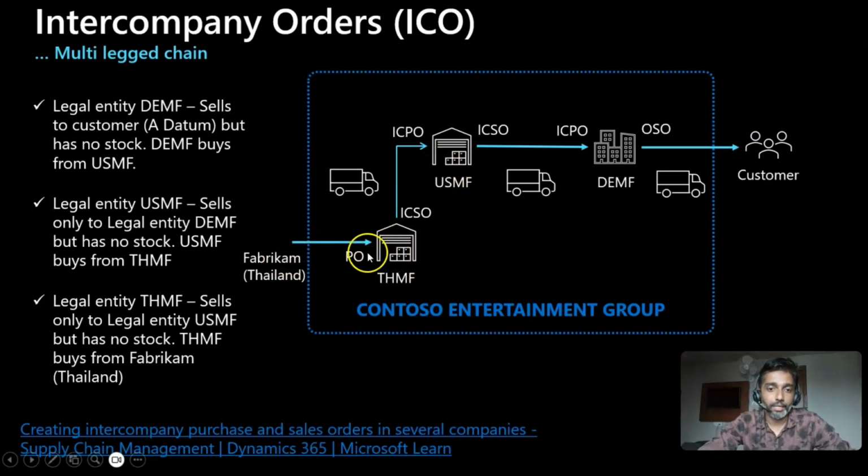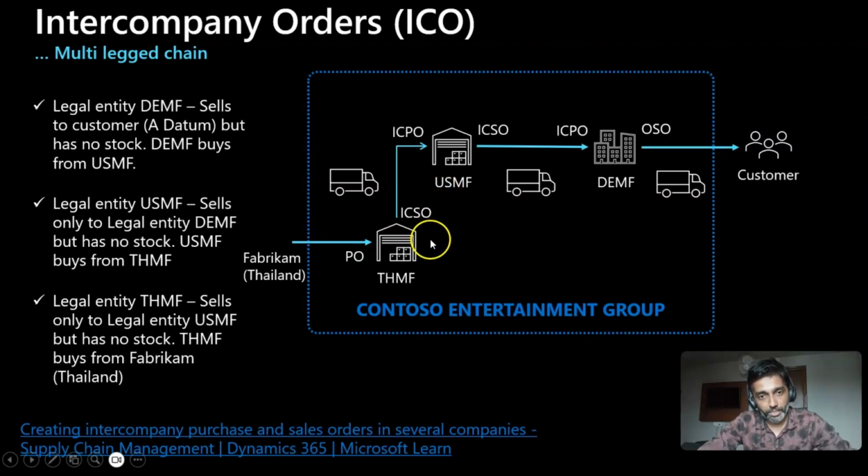Maybe Thailand may be a cheap source for mid-range speakers, where THMF sources the material and then redistributes to the parent group company, and the group company in turn redistributes to the other child companies. So there can be multiple scenarios in which you may have a multi-legged intercompany order chain.